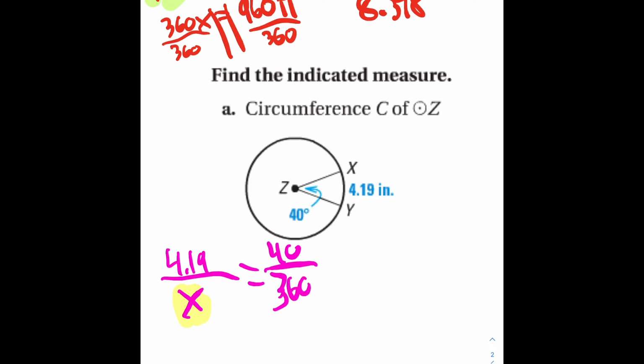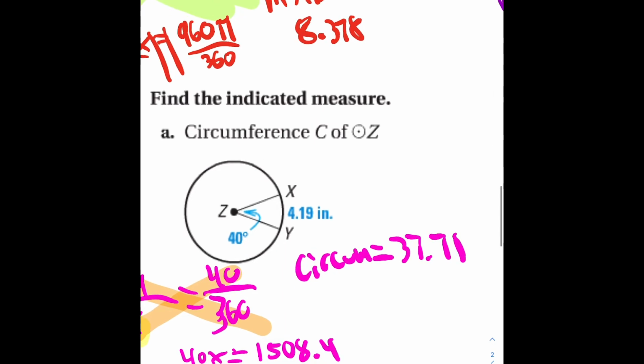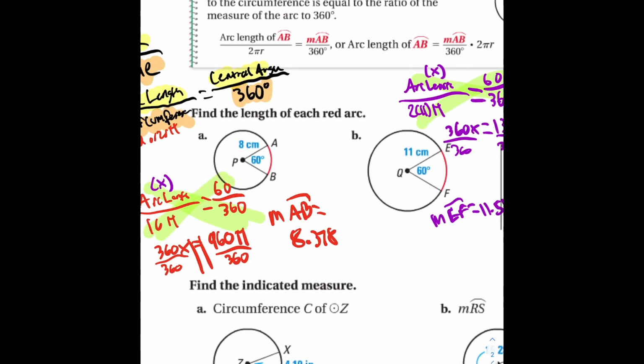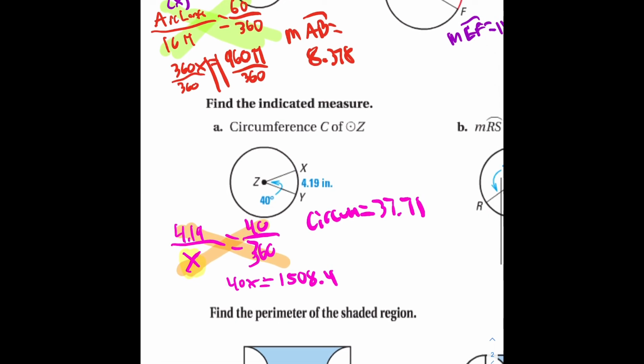So now when I cross multiply, setting up your proportion is by far the most important, because once you get the hang of setting it up, it's just cross multiplying and dividing. Let's see here, 1508.4, and then when we divide this by 40, we're going to get the circumference equals about 37.71. So what's different from the first three examples is that in the first three examples we were finding the part, the arc length. Now we're finding the whole, which is the circumference.